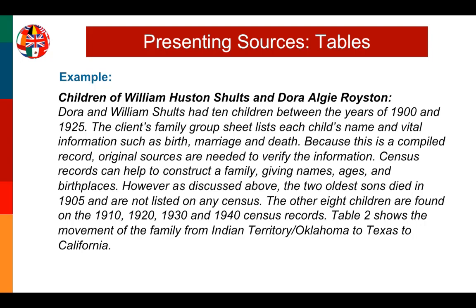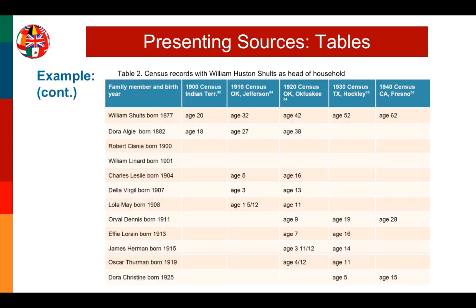In this example, the writer uses a table to summarize the census records found for the Schultz family. This slide shows the introduction for the table, which gives the background information. Notice that the writer directs the reader to Table 2. Here's Table 2 for the Schultz family. Each family member is listed and then correlated with census information from the 1900 through the 1940 census records. This helps the reader quickly understand the structure of the family.